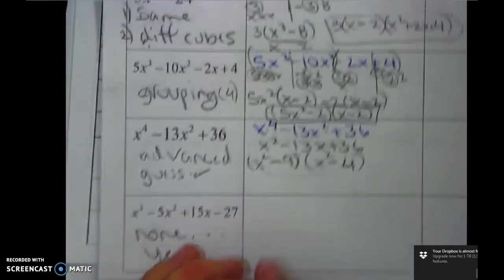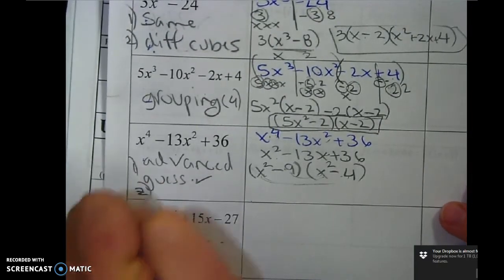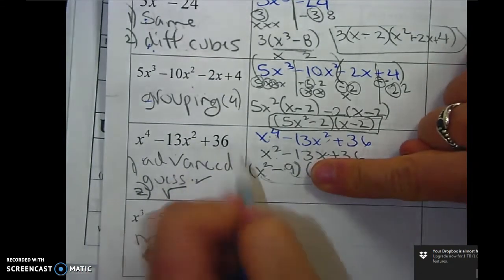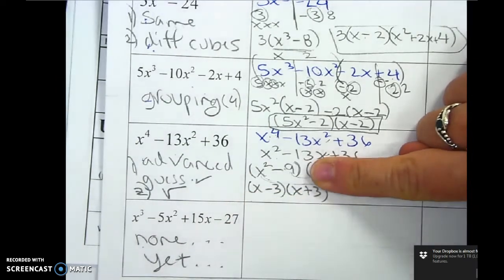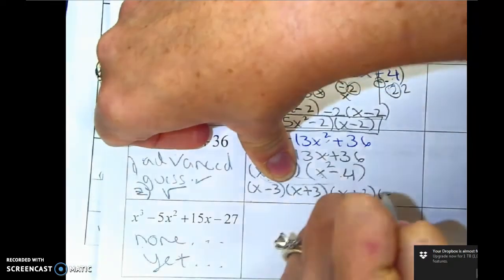Now, when you look, after that, you're going to have to check to see if you can square root. So if you look, I could square root this, x minus 3, x plus 3. And then I can square root this to x plus 2, x minus 2.